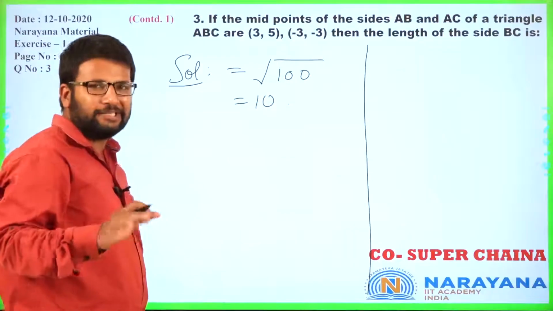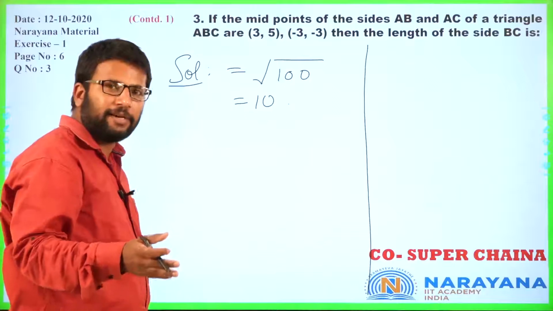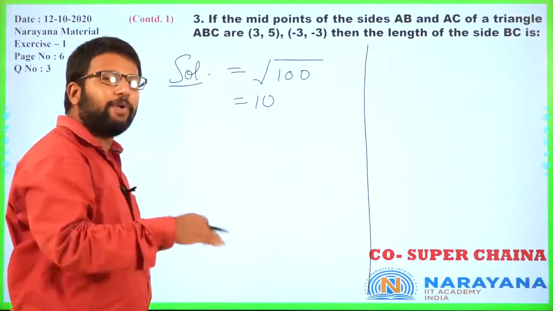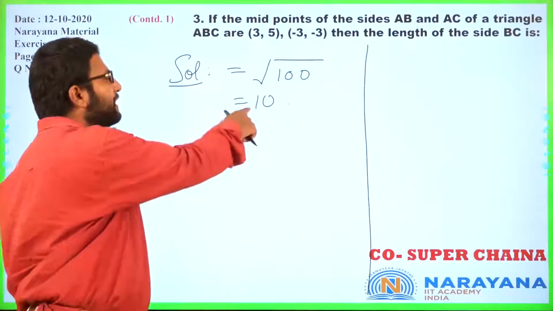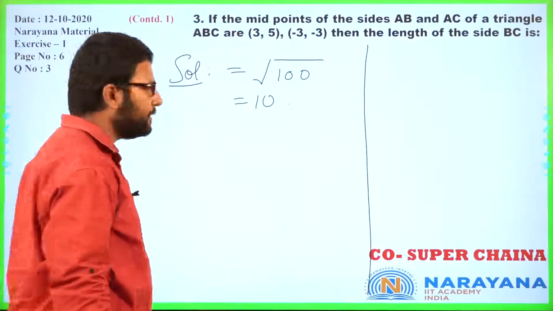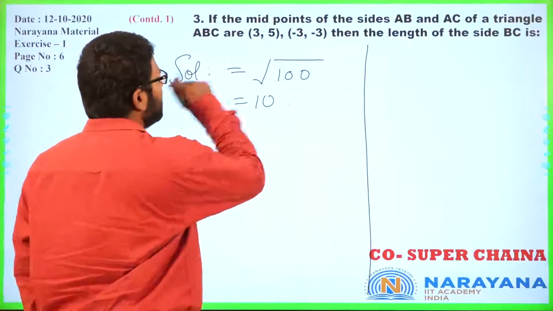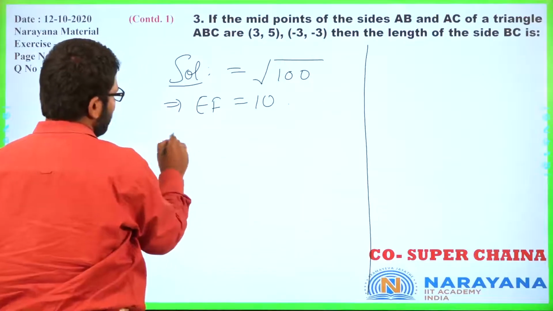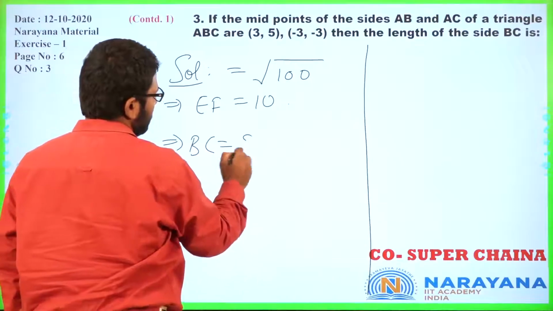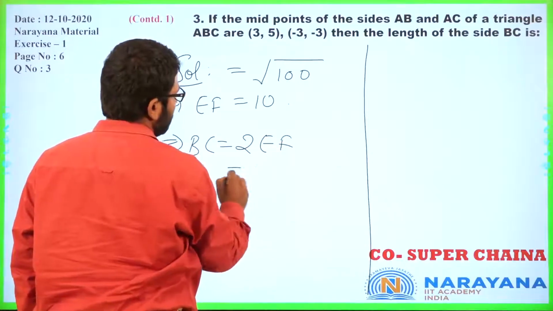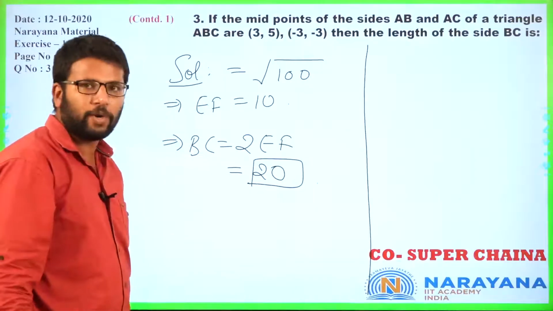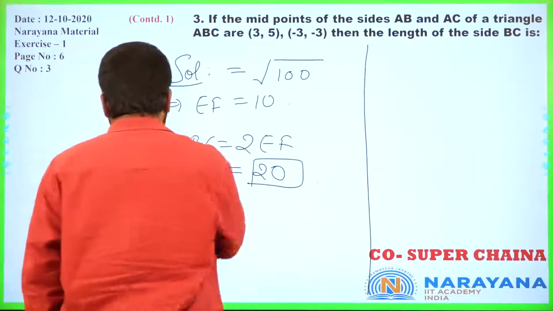Anyway, you know that 3, 4, 5 is a Pythagorean triplet. Similarly, 6, 8, 10 are Pythagorean triplets. So whenever you have under root 6 square plus 8 square, directly you know answer must be 10, right? Okay, so that is the length of EF, which means BC is how much? 2 EF, which is 20, correct? Got it? Okay, let us proceed then.